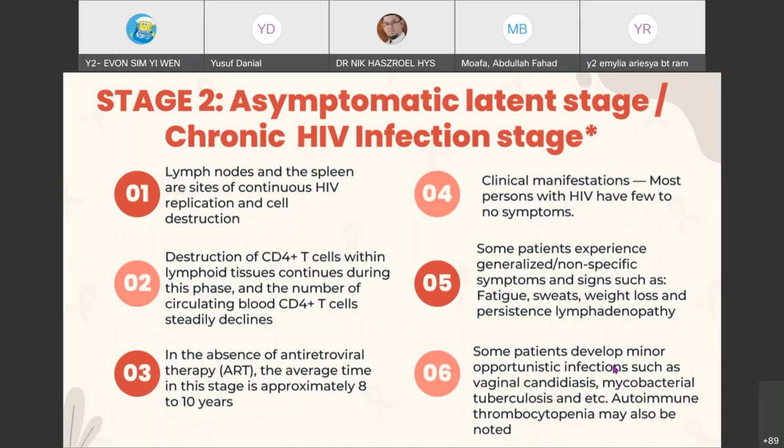And in this chronic phase of infection, patients are either asymptomatic or develop minor opportunistic infection, such as oral candidiasis, vaginal candidiasis, herpes zoster, and perhaps mycobacterial tuberculosis. Autoimmune thrombocytopenia may also be noted. For the opportunistic infection, I will discuss it in detail in the following slide.